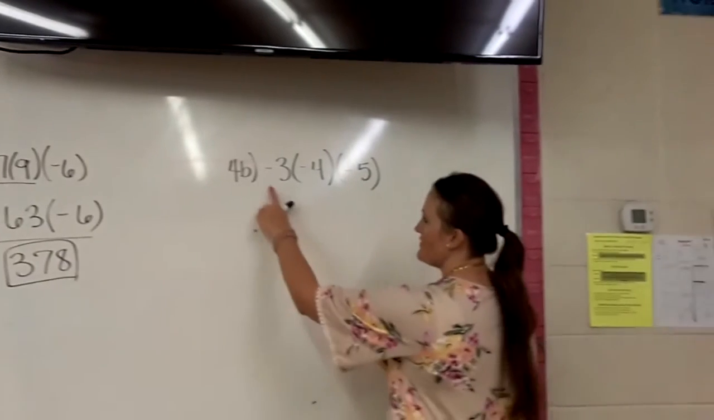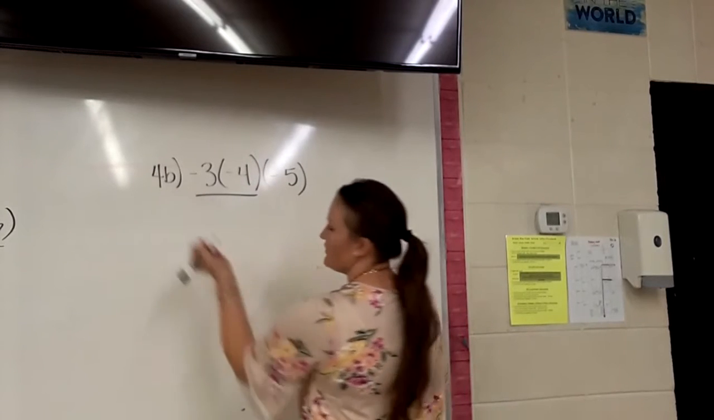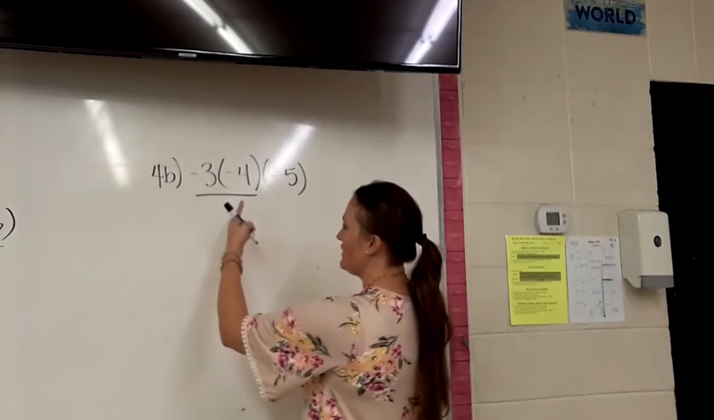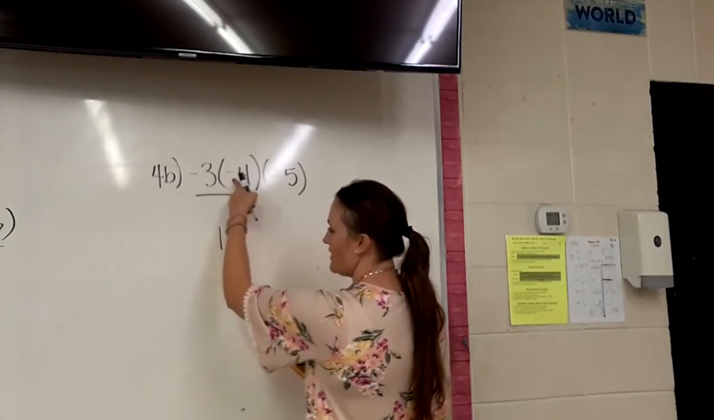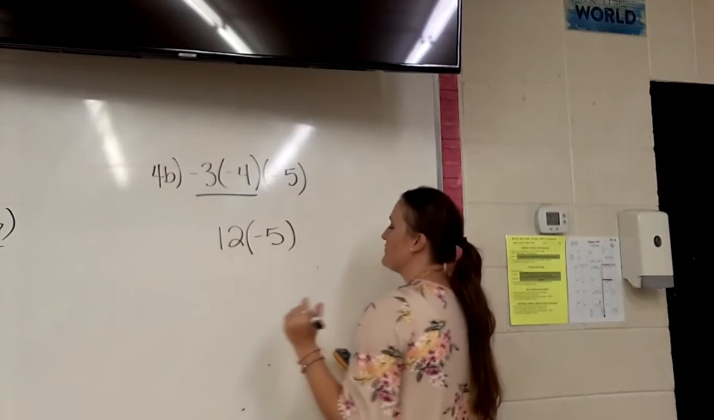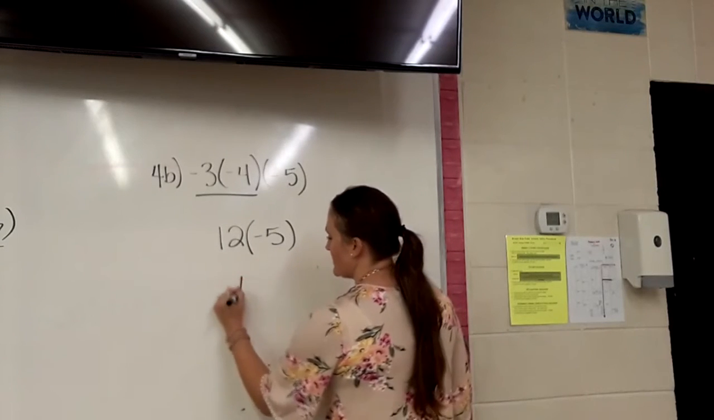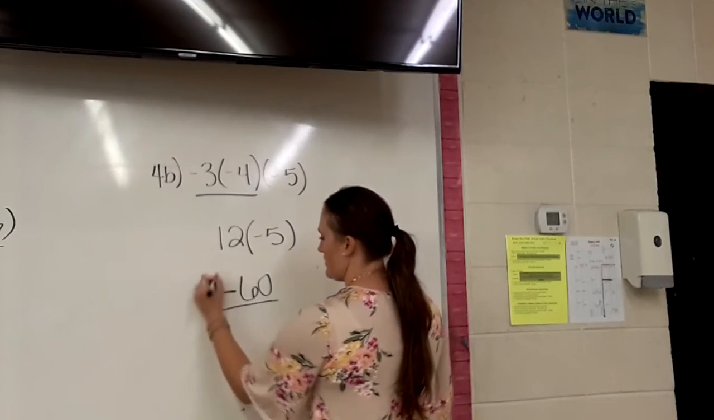On 4B, I have negative 3 times negative 4 times negative 5. So I start with the beginning. Negative 3 times negative 4, 3 times 4 is 12. Negative times negative is positive. I still have times negative 5 now. 12 times 5 is 60. A positive times a negative is negative.